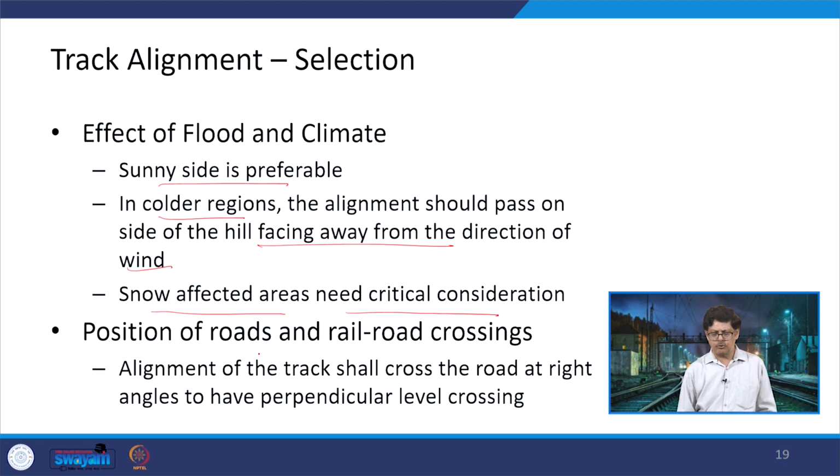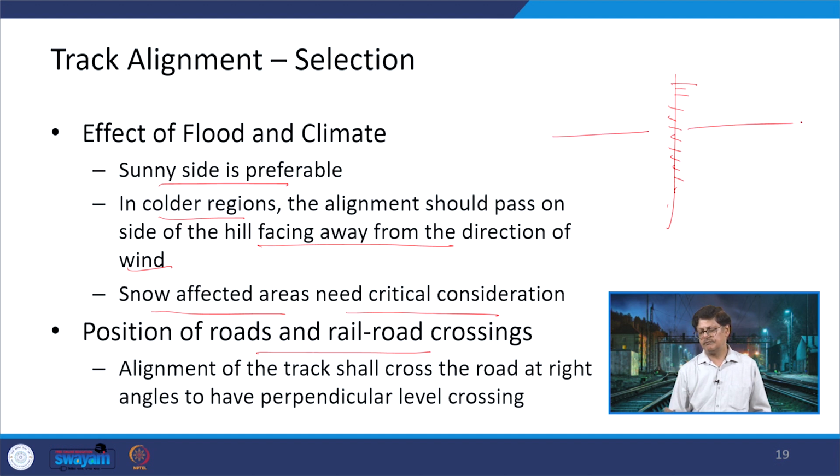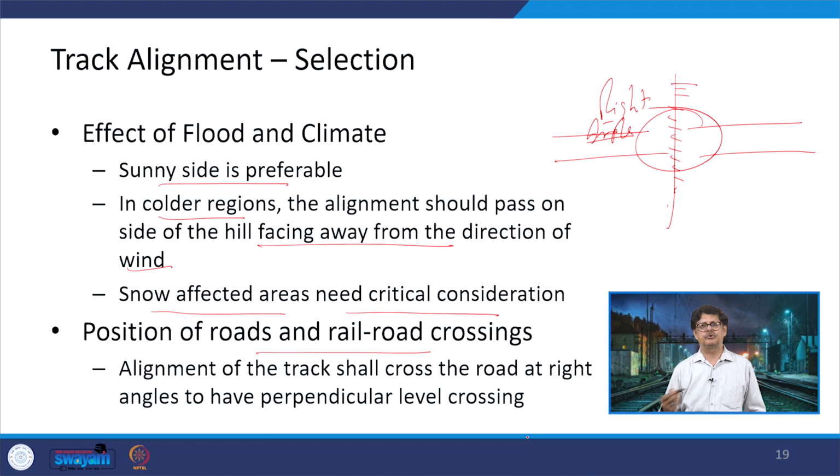Then the position of roads and railroad crossings, whenever a track is provided and a road is crossing it. This is a level crossing which we are talking about here. The alignment of the two should be at right angles, and that improves visibility with respect to the movements on the two different types of paths.